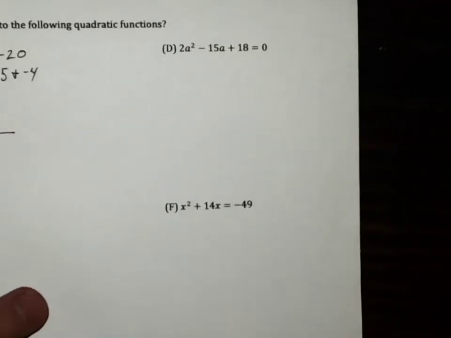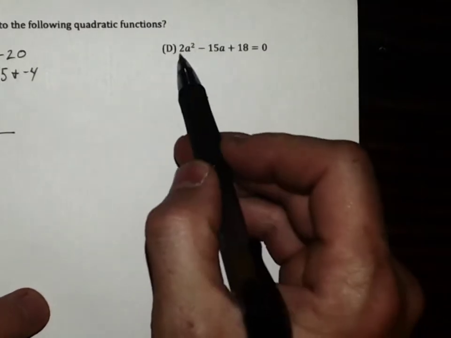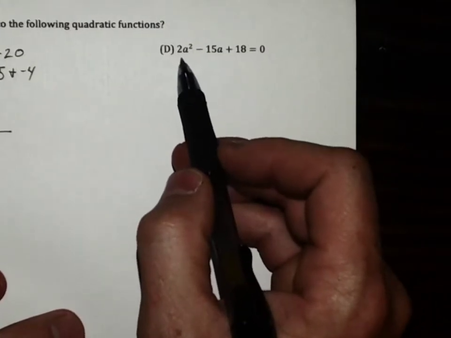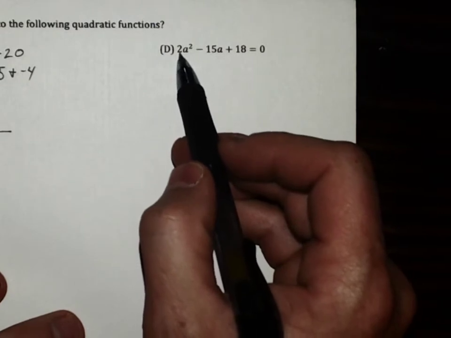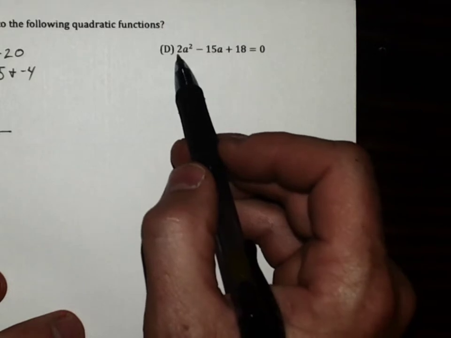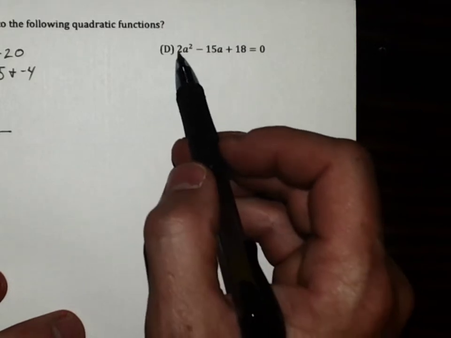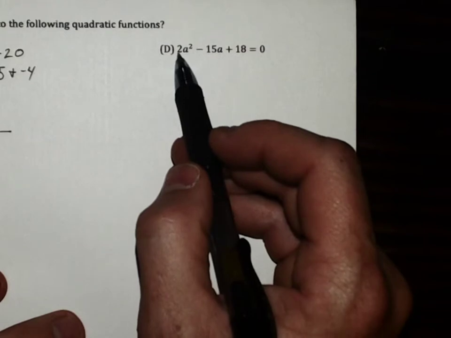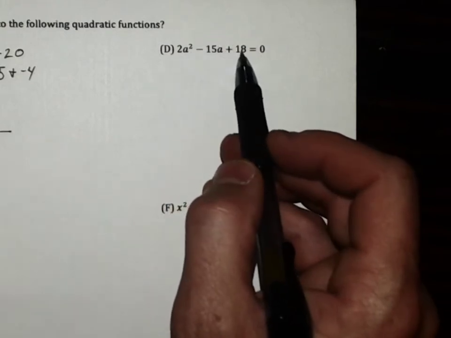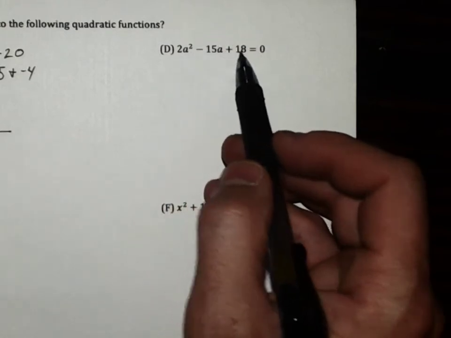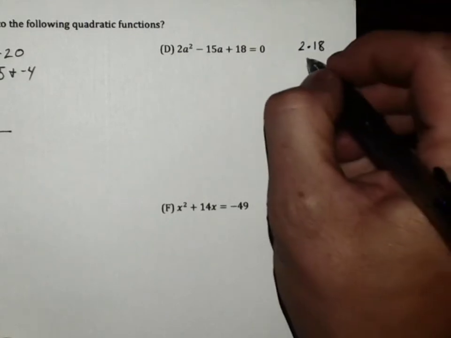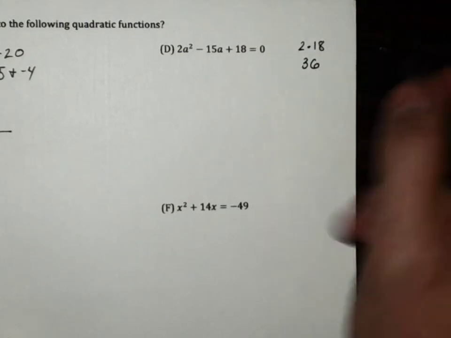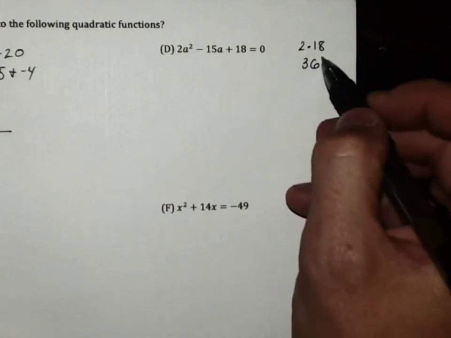All right, on this one, we'll recognize that the coefficient of our quadratic term is no longer 1. It's now a 2. So I have to factor this by grouping. I'm going to take the 2 and multiply it to the 18. So I take 2 times 18, which is 36. 36 is our target number.